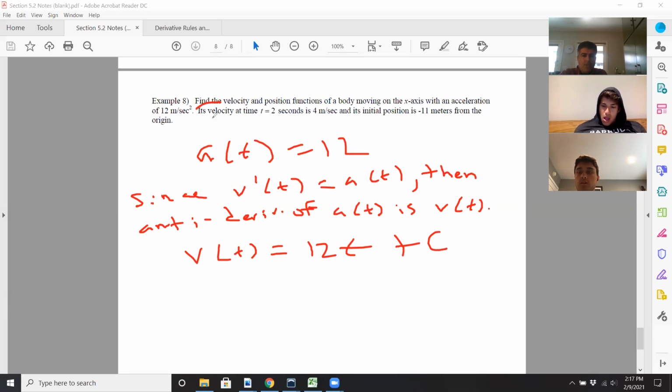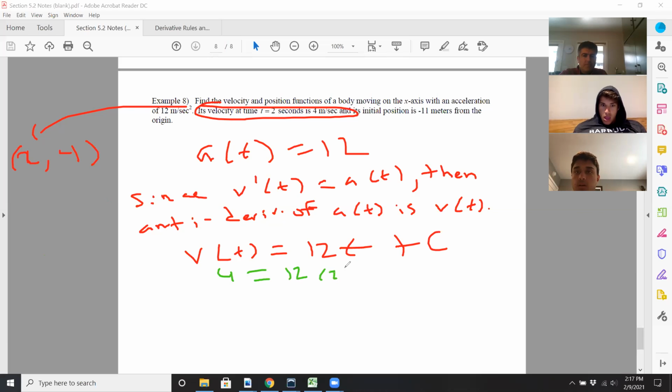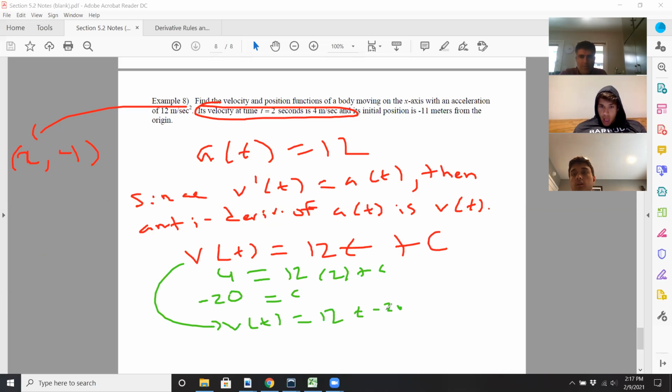Now you have an initial condition here. When t equals 2, the velocity is 4. So c is -20. Here's how you can check: what's the derivative of 12t minus 20? 12. So that's your velocity function.